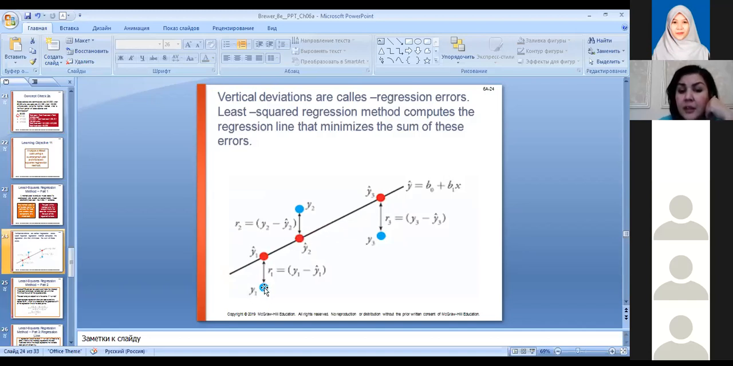And the deviations of these plotted points are called regression errors. So this, from the blue point to the red point, is a regression error. And also this deviation of this blue point from the regression line is called a regression error. You see that these are all regression errors.